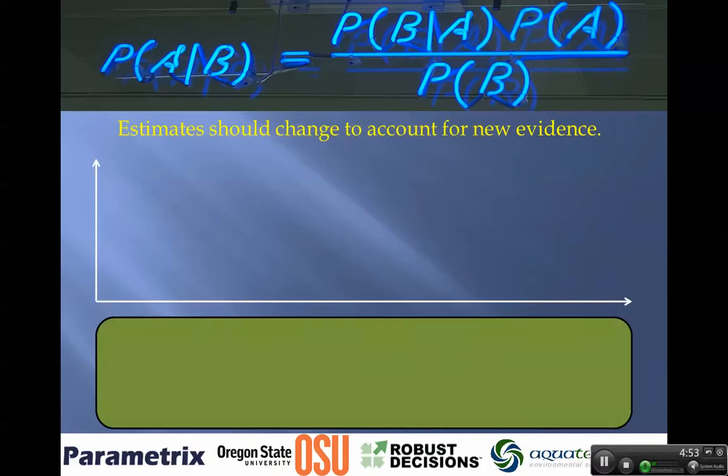So this is the only equation you're going to see, the one in the blue neon at the top. That's Bayes' theorem. There are a lot of different ways Bayesian thinking is used, and this is just a quick demo of one of them.